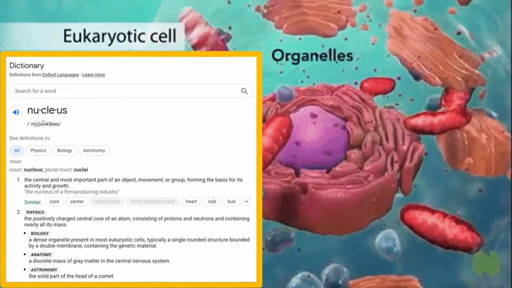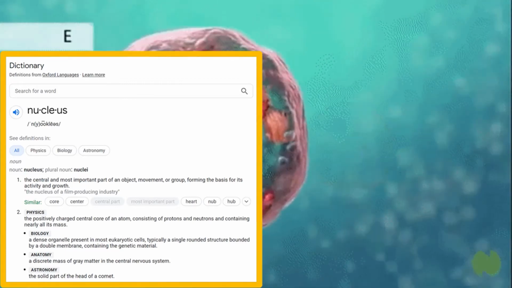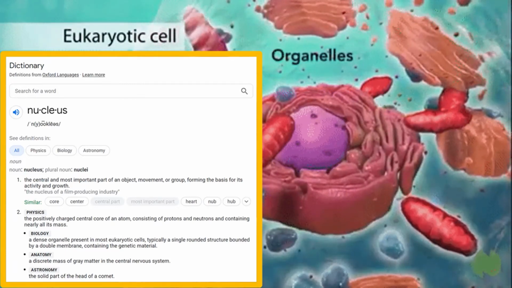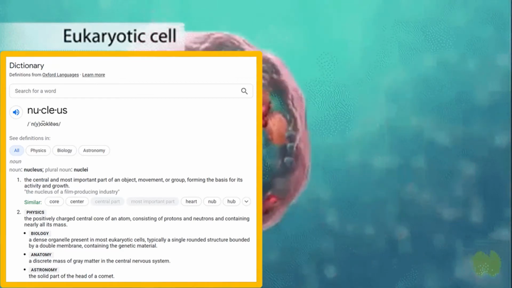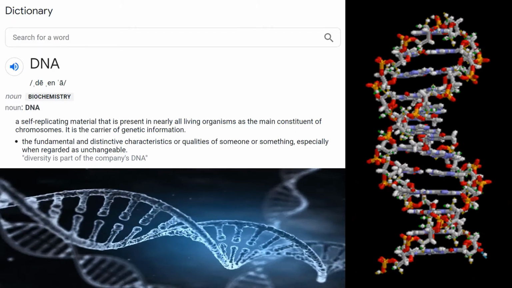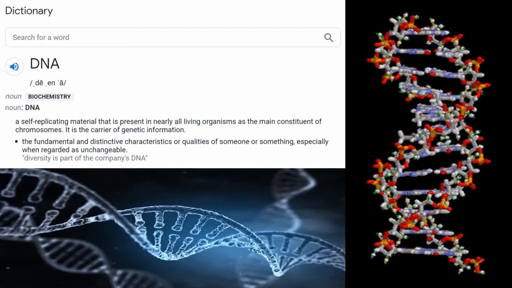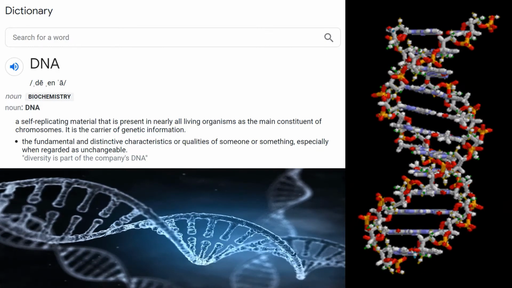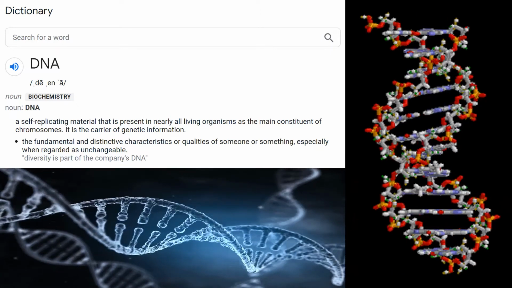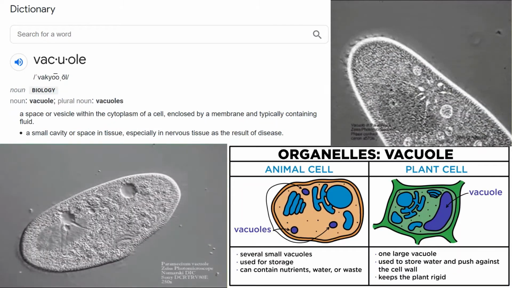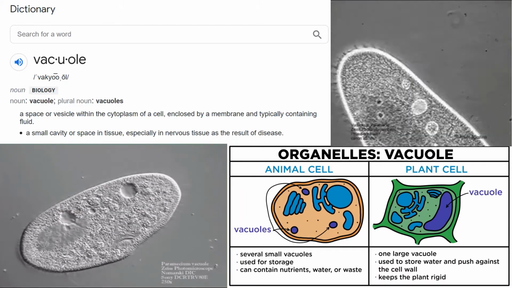Nucleus, also talked about this before. It is at the very center of cells. It's essentially another layer of membrane, and it surrounds and protects DNA. DNA is a self-replicating material that is present in nearly all living organisms as the main constituent of chromosomes. It is the carrier of genetic information. And it looks like that.